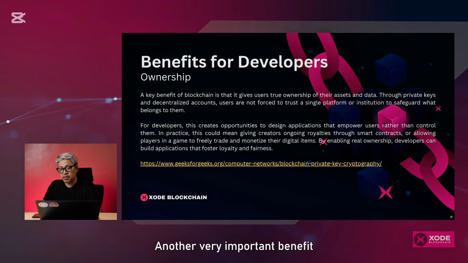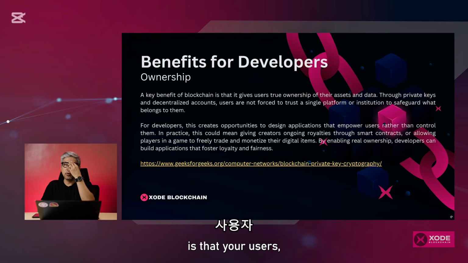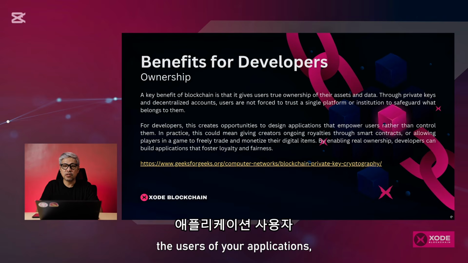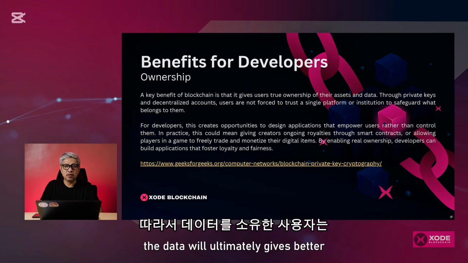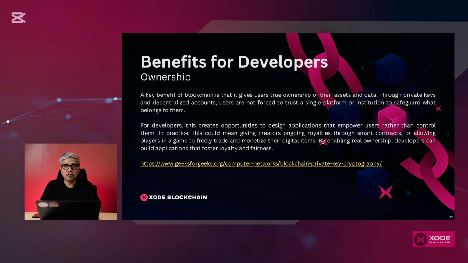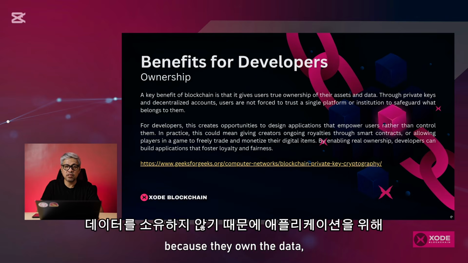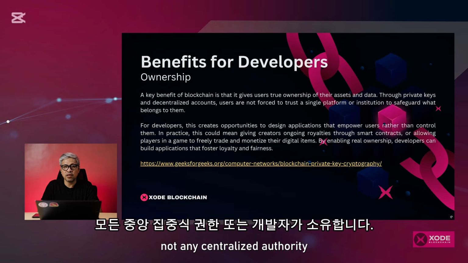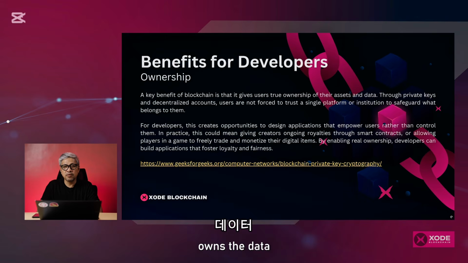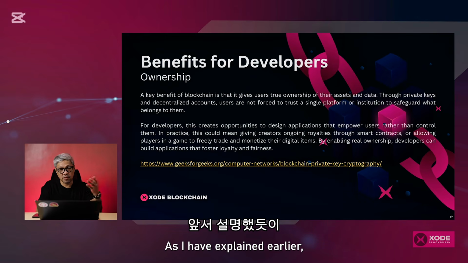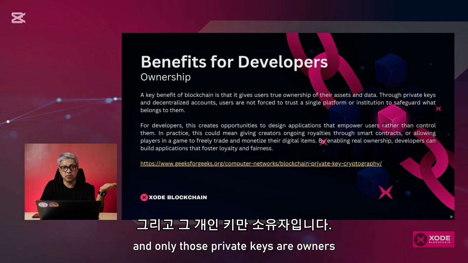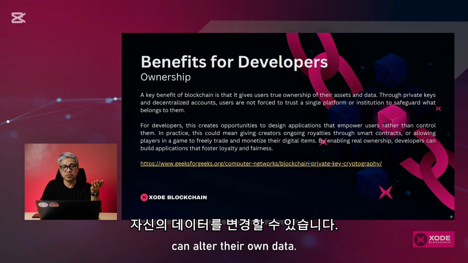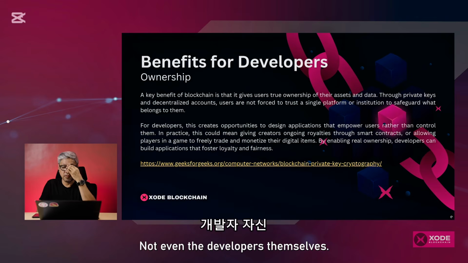Another very important benefit if you are going to build an application on a blockchain is that the users of your application own the data. Not you. Those users who own the data will ultimately give better confidence for your application because they own the data, not any centralized authority or even the developers. All the data are encrypted using their private keys, as I've explained earlier, and all private keys are owned by the users themselves. Only those private keys or owners can alter their own data, not even the developers themselves.